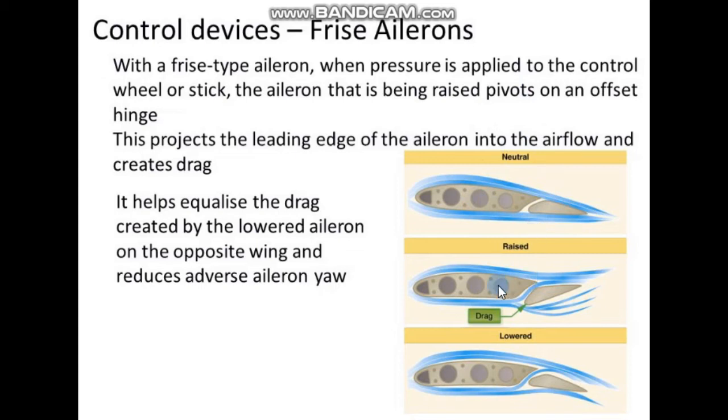How does that come about? As we see in this figure, this is the neutral position of the aileron. When the aileron is raised, the area between the trailing edge of the wing and the leading edge of the aileron will have more space or gap. This gap will make more drag on the leading edge of the aileron and will equalize the opposite side of the aileron. So that helps equalize the drag created by the lowered aileron on the opposite wing and reduces adverse aileron yaw or adverse yawing.